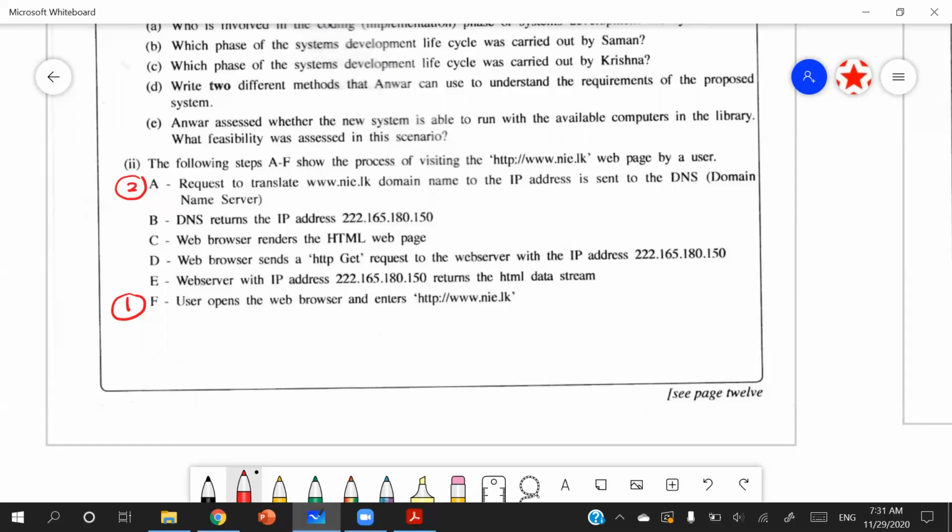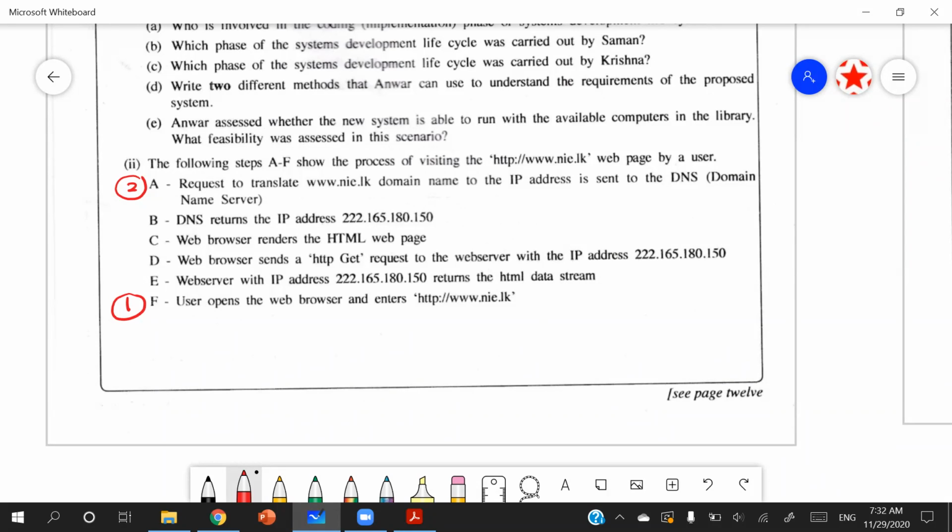So then the web browser is going to receive the things from the web server. Yeah, E is going to be the web server with IP address, and this returns the HTML data string, right? So the GET request is sent and the data will be received, right? Then 6 is going to be the web browser renders the HTML web pages, right? Once the data is received by the browser, it is going to show it to the user, right?